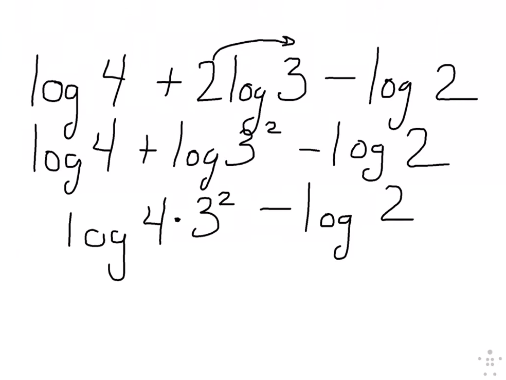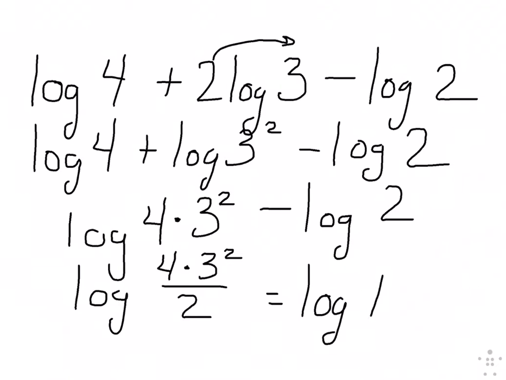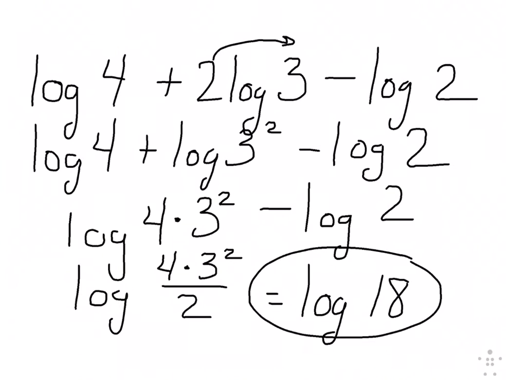So right now I've gone from having 3 logs down to 2 logs. I still got 1 more log to get rid of. What's minus the same as? Division. So I have log 4 times 3 squared over 2. Now, when it's like this, anytime you have numbers involved, we're going to try to simplify those out as best as possible. What's 3 squared? 9. What's 9 times 4? 36. And what's 36 divided by 2? 18. So my final answer for that would have been the log of 18.